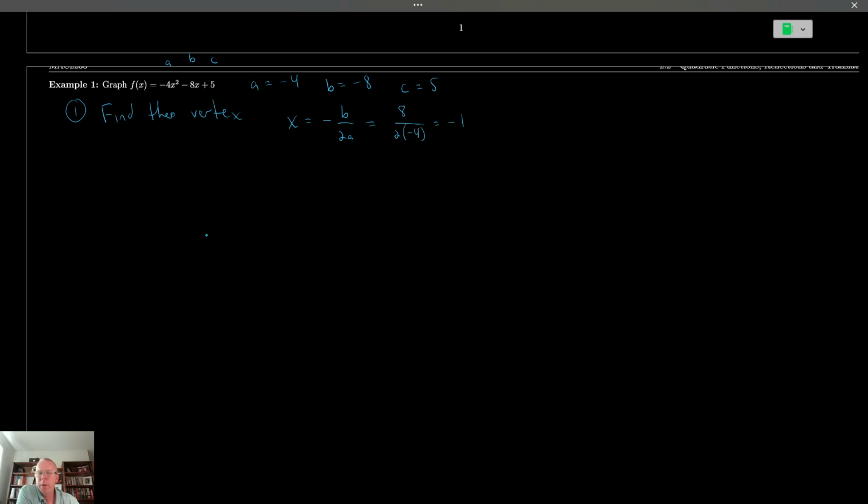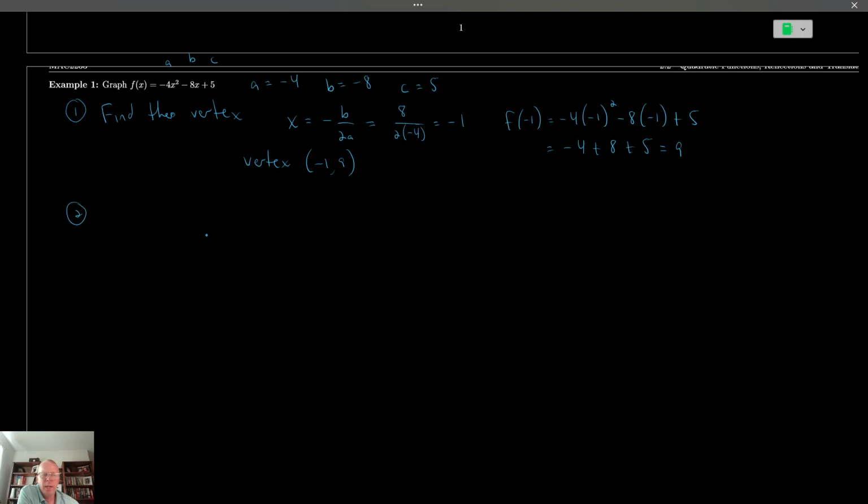Now the way to get the y part of the vertex is to plug this x part into the function. So we're going to find f of negative 1. Negative 4 times negative 1 squared minus 8 times negative 1 plus 5. Negative 1 squared is 1, so negative 4 times 1 is negative 4, plus 8 plus 5. That's 4 plus 5, which is 9. So the vertex is negative 1, comma 9.